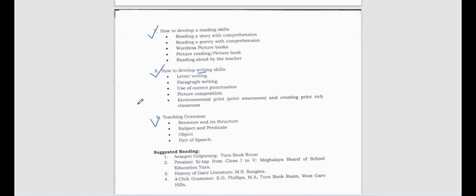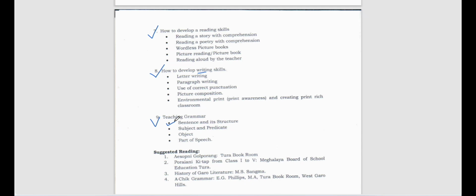So that's why grammar is very important, but of course we do feel bored at times in learning grammar, right? I myself also don't like grammar much, but still we cannot escape it, so we have to study the grammar also. So now what happens is teaching grammar, sentence and its structure.